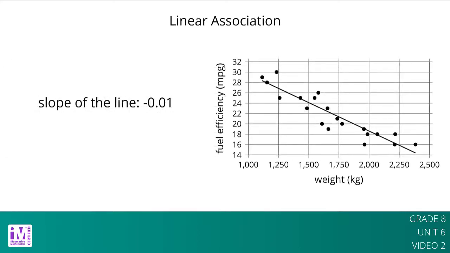In our example of the weight of a car and fuel efficiency, the slope of the fitted line shown is negative 0.01. This tells us that for every 1 kilogram increase in the weight of the car, the fuel efficiency is predicted to decrease by 0.01 miles per gallon. When we have a negative association between two variables, an increase in one means there tends to be a decrease in the other.